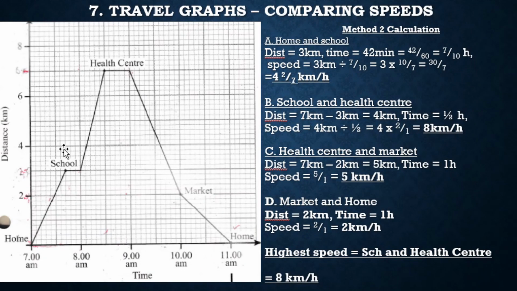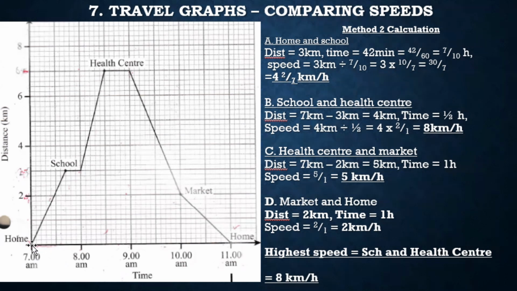Now, in method 2 of the same question we have just tackled, where we are supposed to calculate, we are going to start with choice A, which says home and school. The first slope here, we calculate, we get the distance, we divide by the time, we see what the speed is, and we do the same to the rest of the choices, and then we compare which one is the highest, the lowest speed.